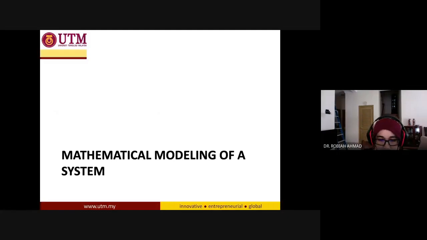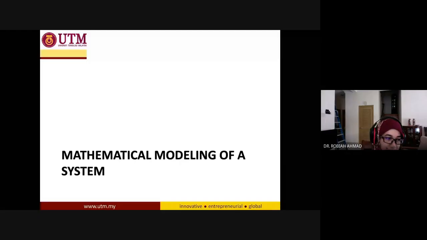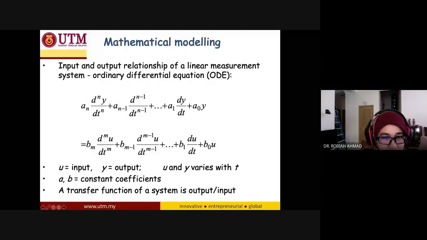When I say mathematical modeling of a system, it means that we have to derive a mathematical equation to describe the system that we are looking into. When we derive the mathematical equation for the system, usually what we look at is the input and output relationship of the system, and usually we refer to it as a linear measurement system.